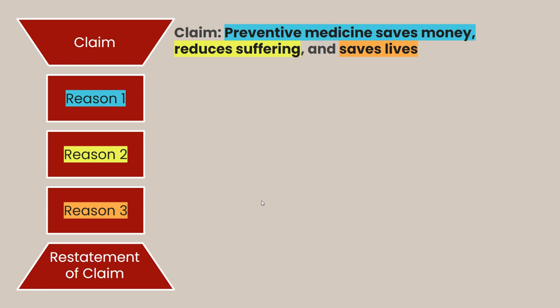Just as a timeout, really quick, preventative medicine. So normally what happens when we get sick, we are reactive. We go get medicine to help us get better. Preventative are all the things that we would do to prevent getting sick. You guys with me on that?